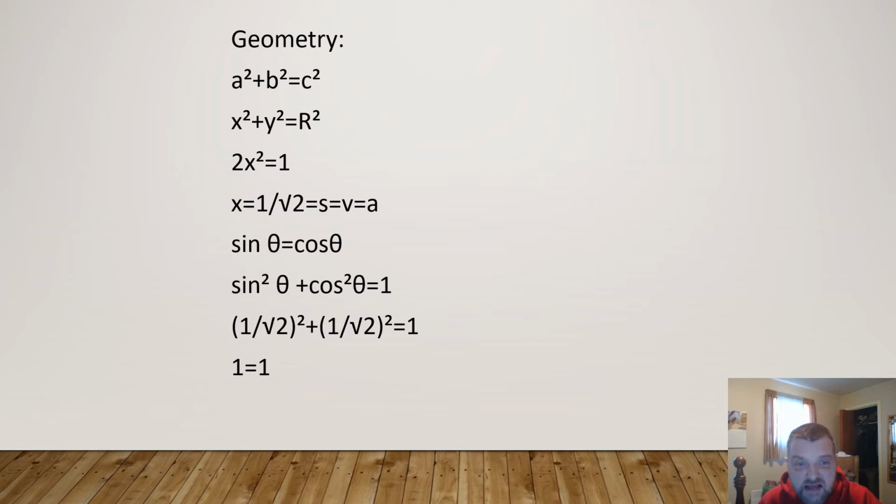The force is sine theta. Acceleration is, momentum is cos theta. So we set them equal. So from Euler's trigonometric identity there, we have sine squared theta plus cos squared theta equals 1. Theta is actually t, time. And so it's 1 over root 2 squared plus 1 over root 2 squared equals 1, and that's true, 1 equals 1.